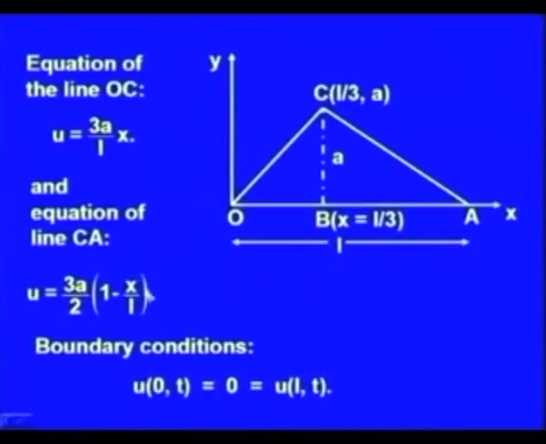So, u equal to 3A by 2 into 1 minus x by L is the equation of the line segment CA. The boundary conditions are as usual u(0, t) equal to 0 and u(L, t) equal to 0.